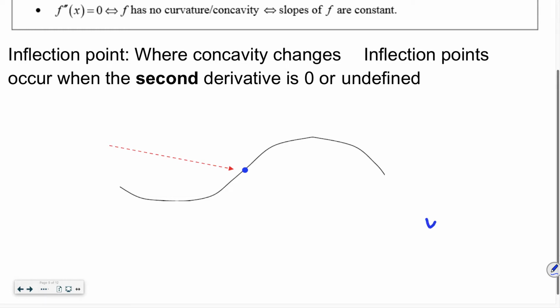You know the example that I drew up here? X cubed has a point of inflection or an inflection point. You'll hear it called either one, inflection point or point of inflection, at x equals 0 if we're talking about the parent function, because we change concavity there.